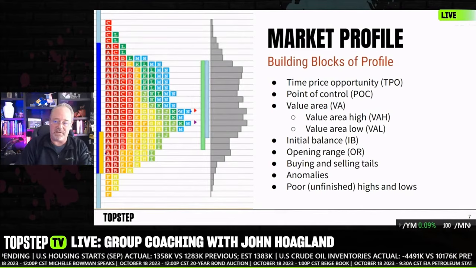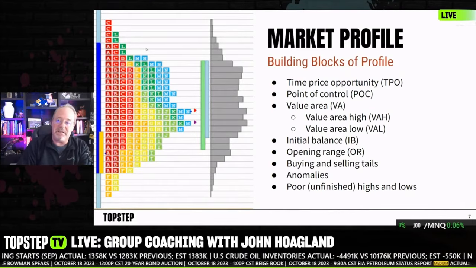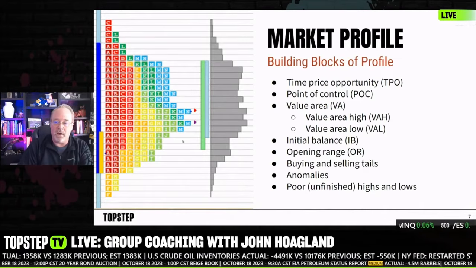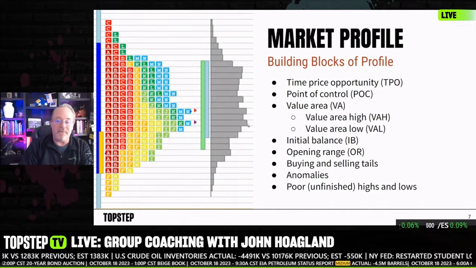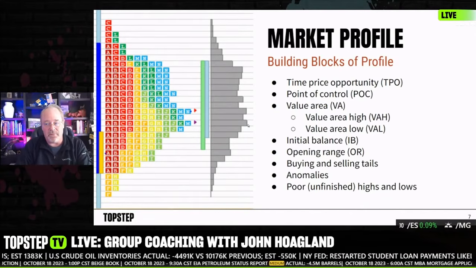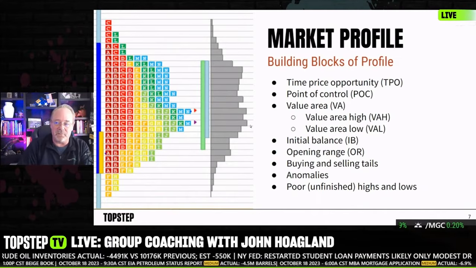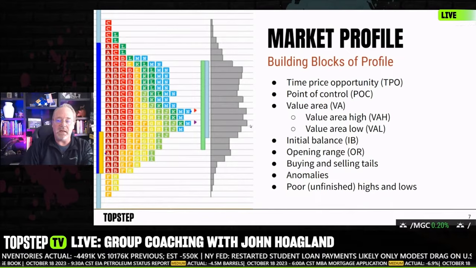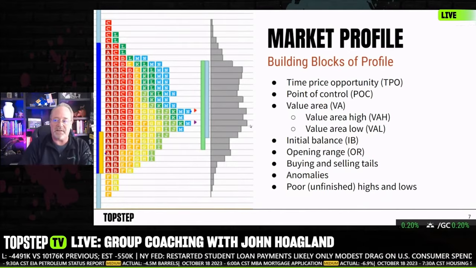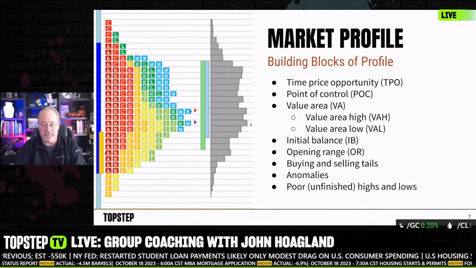Value areas. Well, this red caret right here indicates the TPO point of control. This purple one indicates the volume point of control. The volume point of control is the highest volume single price. It can also be considered the fairest price of the day. It attracted the most volume.